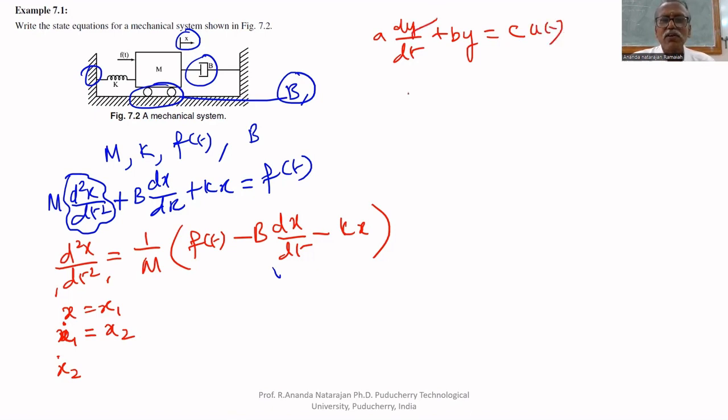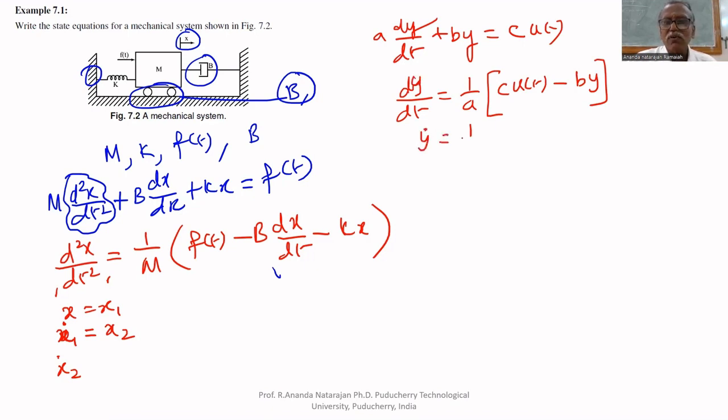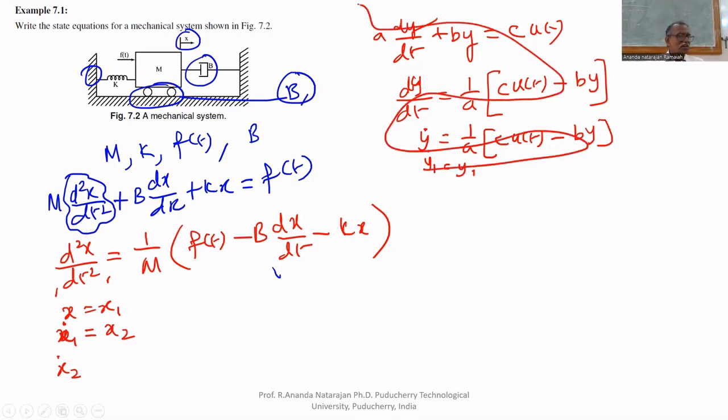Keep dy by dt on one side. What will you get? y dot equal to 1 by a times c u of t minus by. So this can be written as y1 dot equal to y1. So it is a first order equation. Simple first order equation: x1 dot equal to x2 is a first order differential equation.